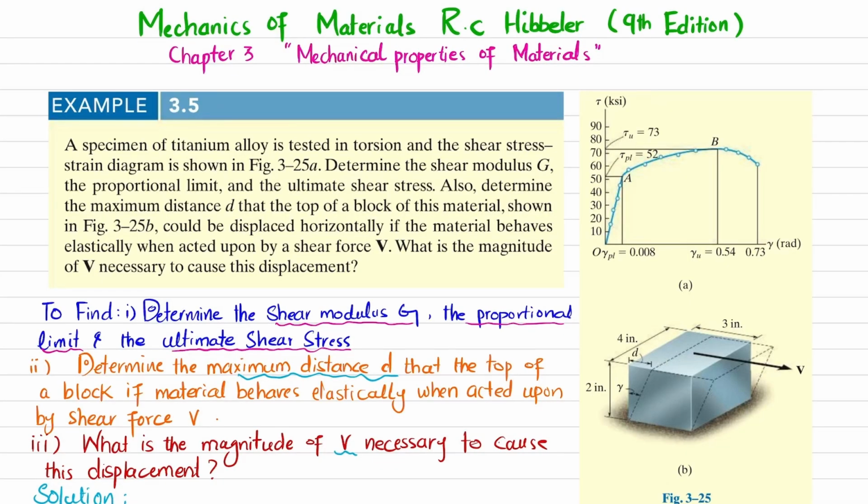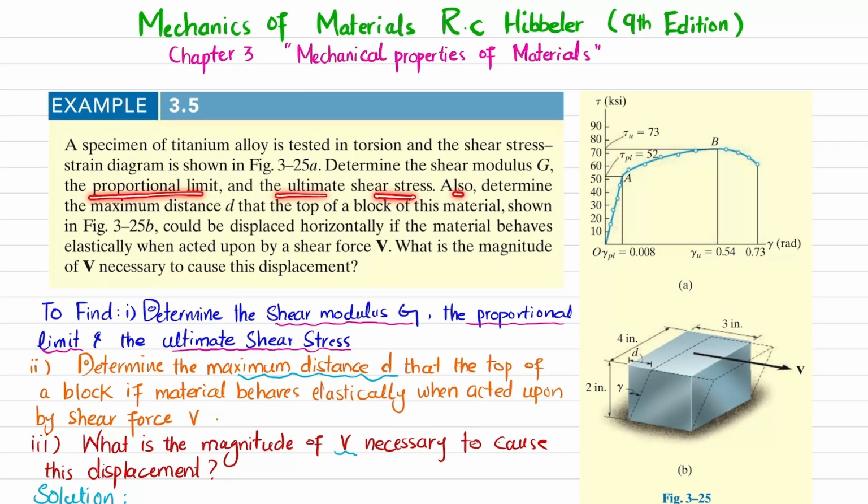In this video, we are going to solve example 3.5 that is taken from chapter number 3, Mechanical Properties of Material, and the book name is Mechanics of Materials by R.C. Hibbeler, 9th edition. The statement is: a specimen of titanium alloy is tested in torsion and the shear stress-strain diagram is shown in figure 3-25a. Determine the shear modulus G, the proportional limit, and the ultimate shear stress.